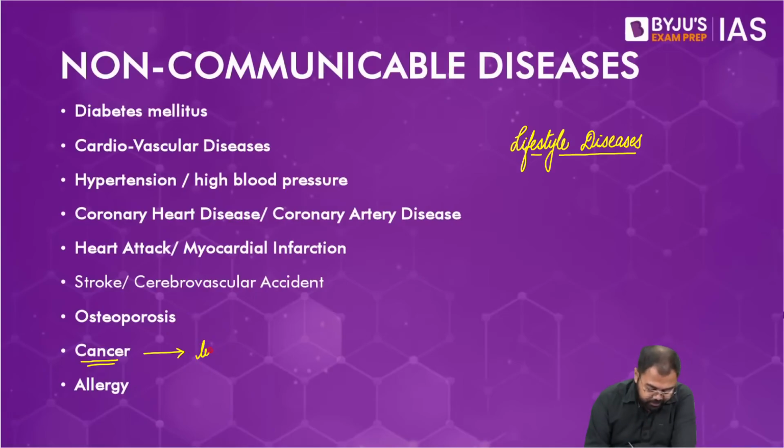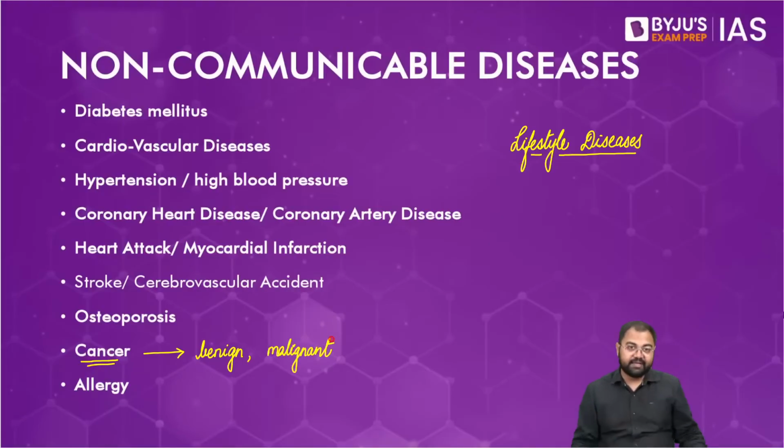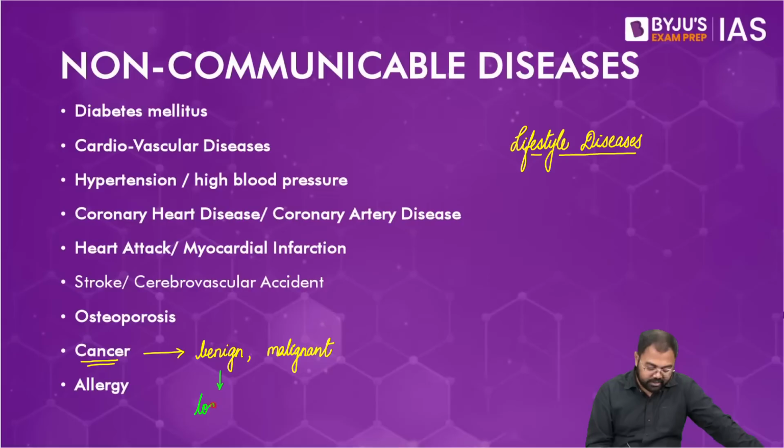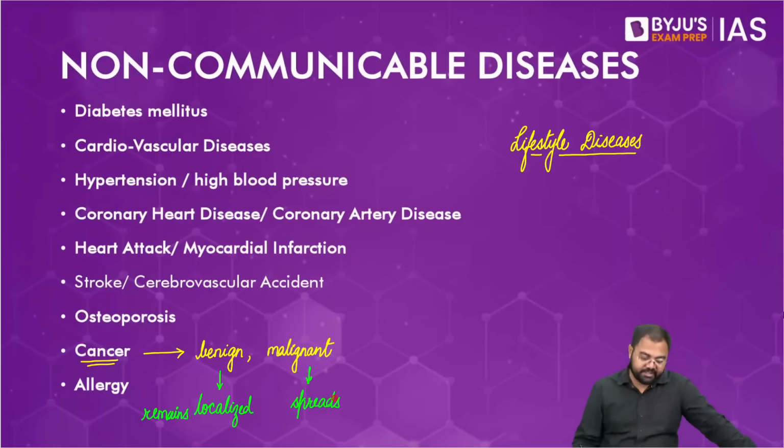It could either be benign or it could be malignant. So it could either be benign cancer or malignant cancer. Now, benign is when this is a kind of cancer that remains localized. Whereas malignant is something that spreads. Malignant is a kind of cancer that spreads, and benign is a kind of cancer that remains localized.